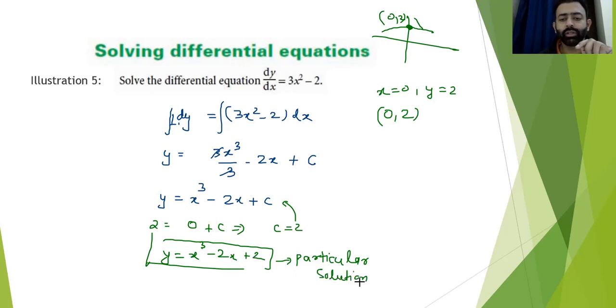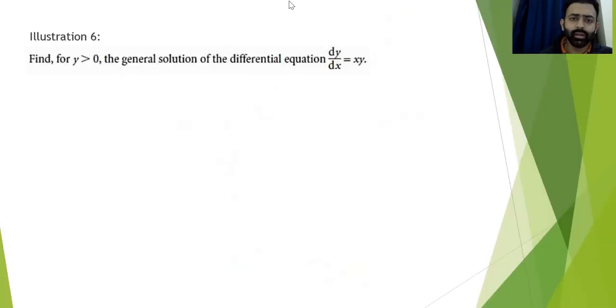Okay, if I do not know the value of this constant, I will say that it is just a general solution. That's why the name is given as general. Let us take another example. Find for y greater than 0 the general solution of the differential equation. Remember, it says the general solution, which means there is no condition given for the differential equation.